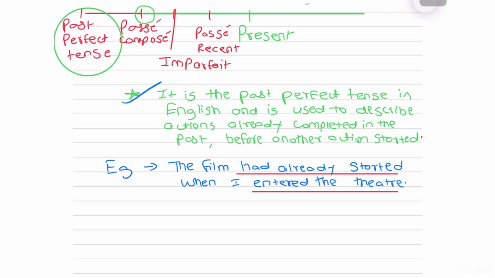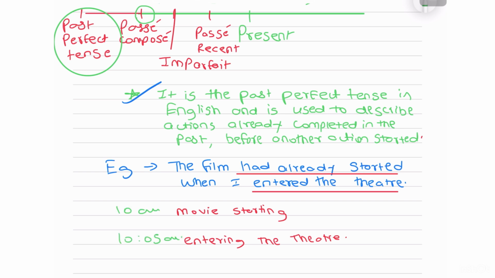Both are actions of the past. Okay, I'm describing the past. But the question is, which action happened first? The first action here is of the movie starting. And the second action is of me entering the theater. Maybe let's say the movie started at 10 a.m. and I entered at 10:05 maybe.